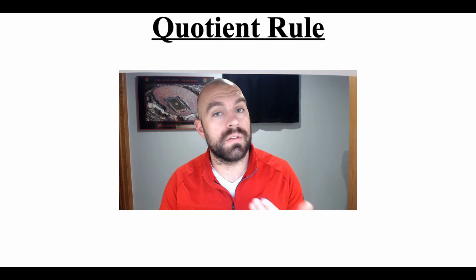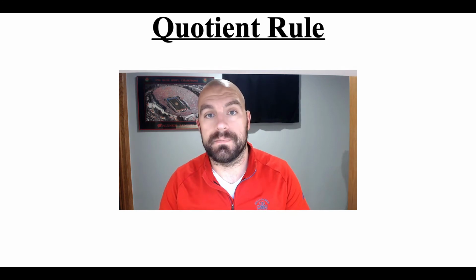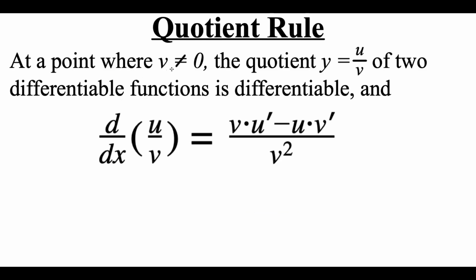In this video, we're going to look at the quotient rule for differentiation. At any point where v is not equal to 0, the quotient y equals u divided by v of two differentiable functions is also differentiable. Again, v can't be 0 because v is on the bottom of our initial fraction. What we're going to do is take v times the derivative of u minus u times the derivative of v, and we're going to put that all over v squared. This is the quotient rule for finding the derivative of a fraction made up of two different functions.